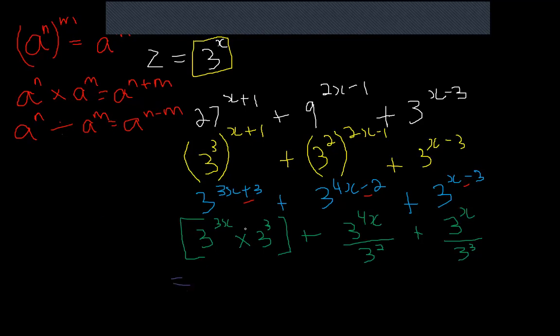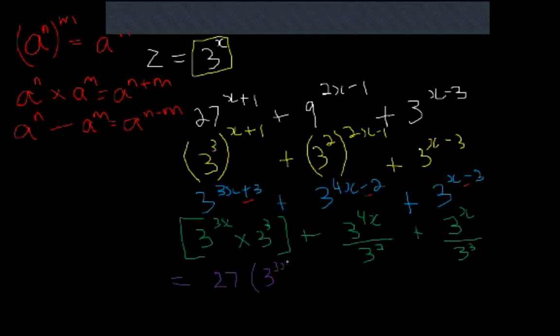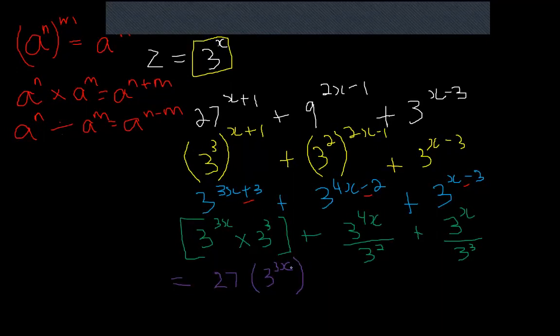We know that 3 cubed is 27. So I could rewrite this as 27 multiplied by 3 to the power of 3x. Instead of putting the multiplication sign, all I did was put brackets. So this is the same as saying this, because 3 cubed is 27, plus 3 to the power of 4x divided by 3 squared, which is 9.